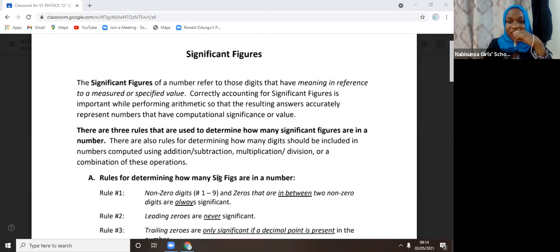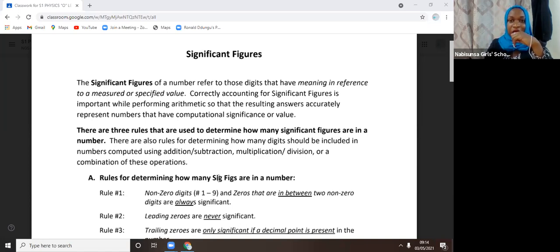Are you now picturing what significant figures are? These are the figures whereby when we remove them, our number becomes meaningless. We can't use it to measure. Is that okay?